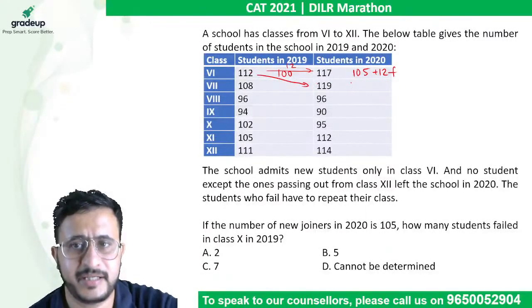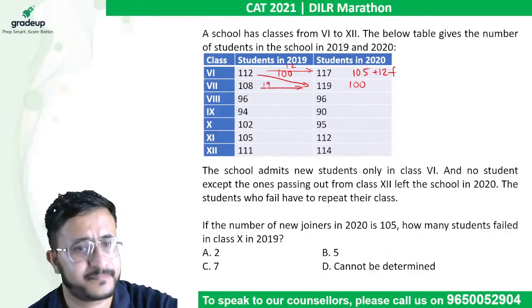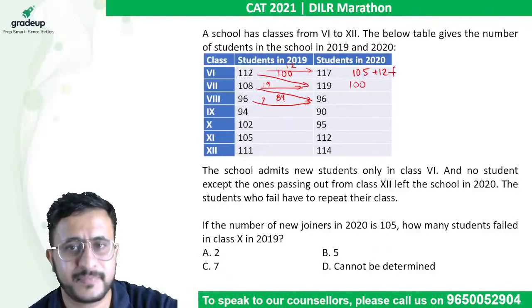Okay, 119 came. 100 came from here, so the remaining 19 must have come from here. 19 students must have failed. Now 19 failed, so that means 89 went here because the total is 96. Okay, 89 went here, the total became 96, so that means 7 students came from here, right? 7 students must have come from this.